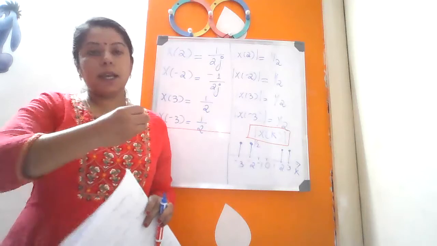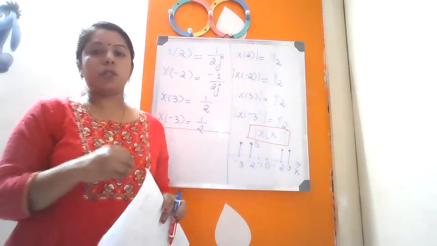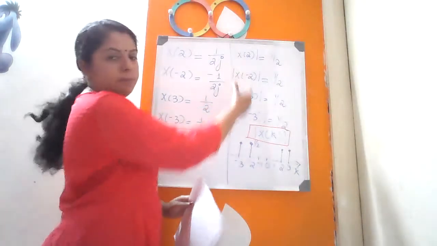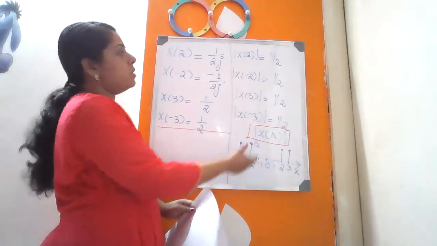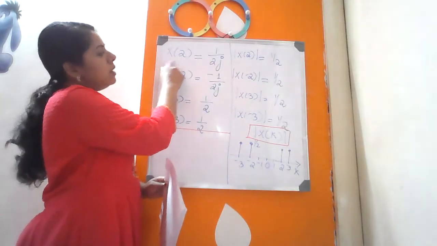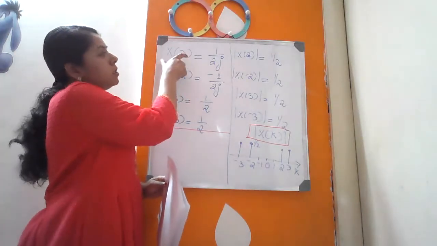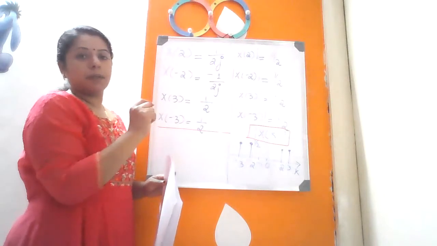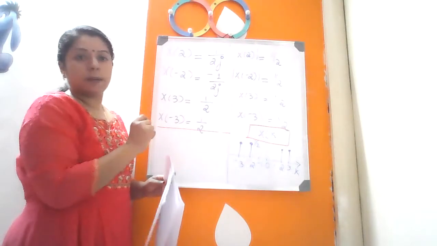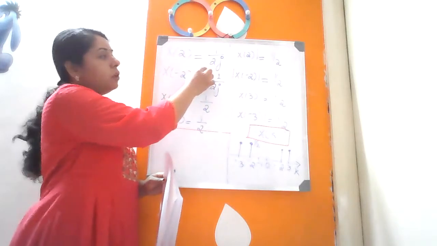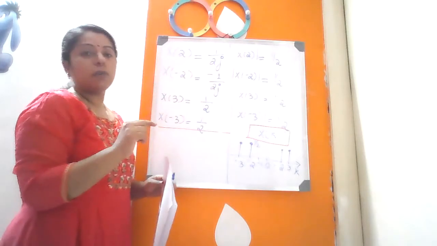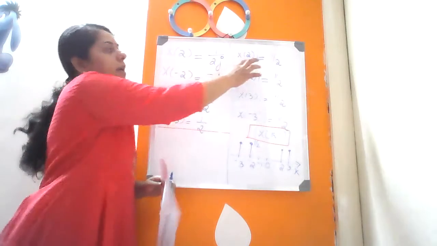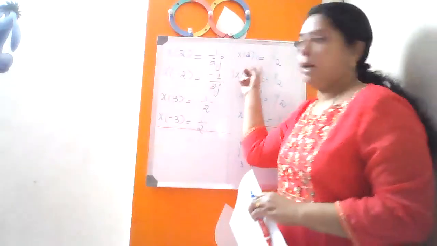Sometimes, along with finding the Fourier series coefficients, you may have to plot the magnitude and phase spectra. Already we discussed this. So I'm just plotting the magnitude spectra first. For that, you know this is the x of 2 you are getting. So the magnitude of x of 2 will be the square root of real part square plus imaginary part square. I don't have a real part here, I have only the imaginary part. So it will be square root of 0 square plus 1 by 2 the square, that is x of 2. I will get it as 1 by 2.